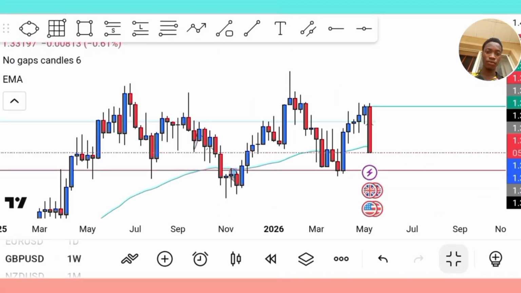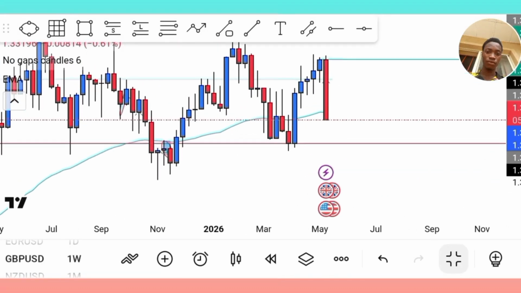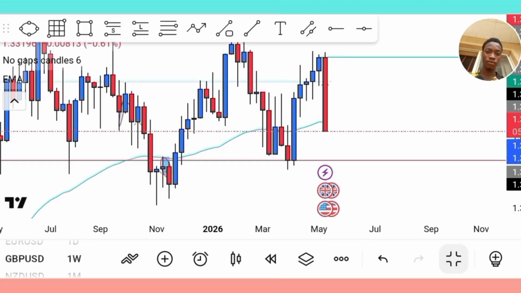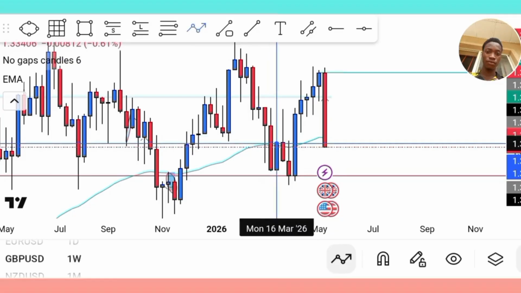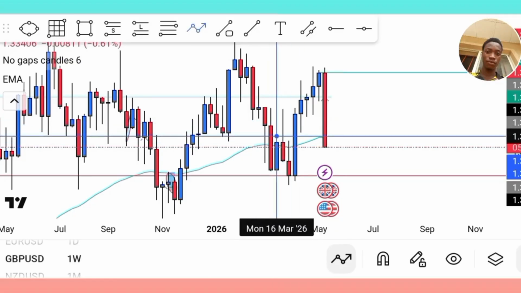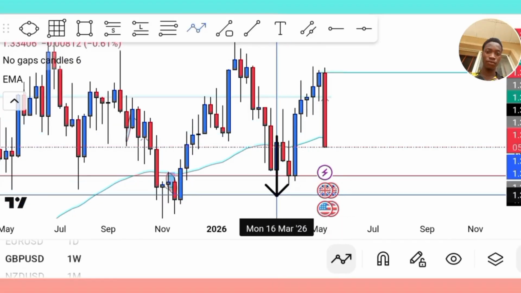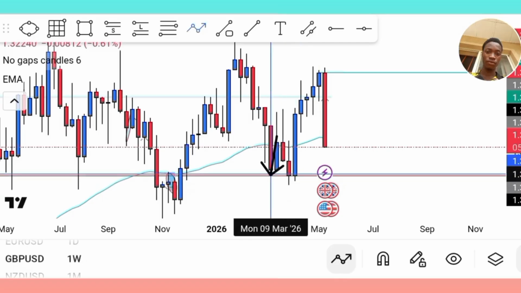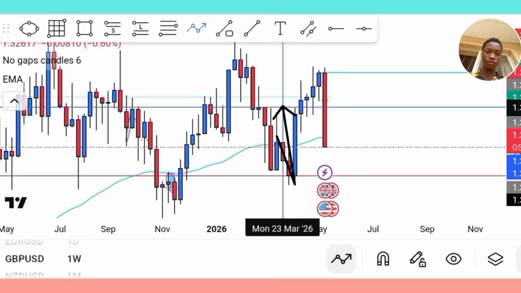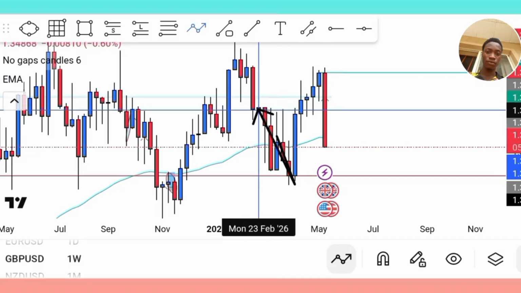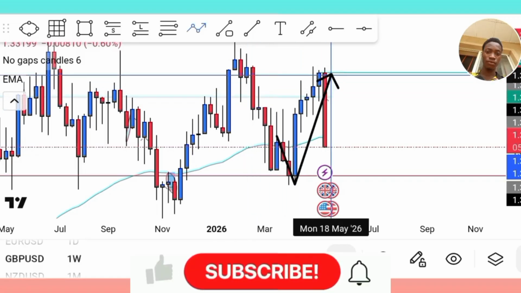So here it is. On the weekly time frame, we can see that the GBPUSD right now is literally bullish. Why does that make me say that it's literally bullish? If you look properly, you can see that the market created a leg, broke below this structure, that's a lower low, and after that the market breaks above it. These structures make it bullish.